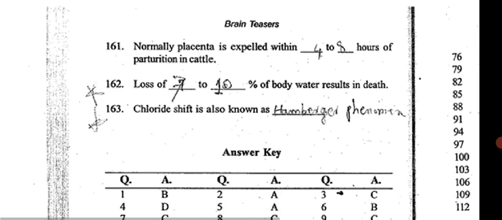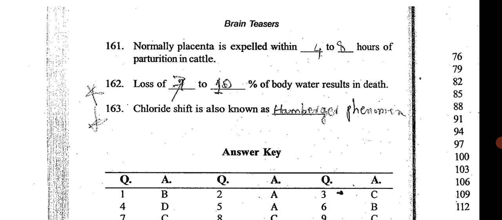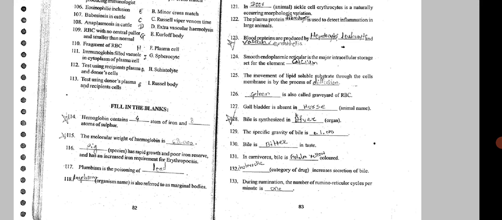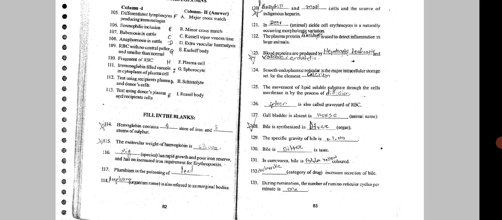Naturally, the placenta is expelled within 4 to 8 hours of parturition. In cattle, loss of 7 to 10% of body weight results in death. Chloride shift is also known as the Hamburger phenomenon. The Hamburger phenomenon is associated with red blood cells, in which chloride enters or exits the red blood cells. Loss of 7 to 10% of body weight can result in death, and the normal placenta is expelled within 4 to 10 hours in cattle. During rumination, the number of ruminoreticular cycles per minute is 1.